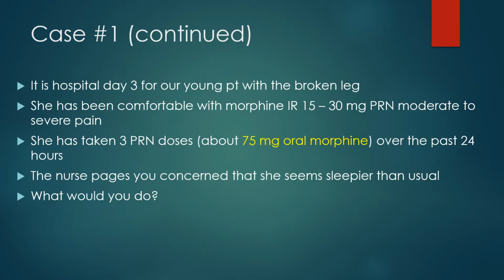Let's return to case number 1. It is hospital day 3 for a young patient with a broken leg. She's been comfortable with morphine IR 15 to 30 milligrams PRN, moderate to severe pain. She has taken 3 PRN doses, about 75 milligrams of oral morphine, over the past 24 hours. The nurse pages you concerned that she seems sleepier than usual. What would you do?